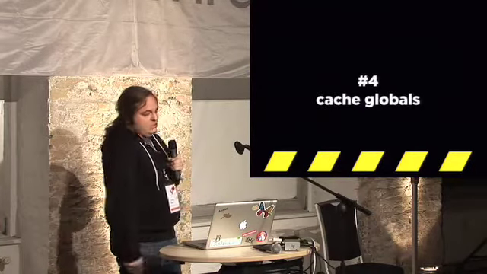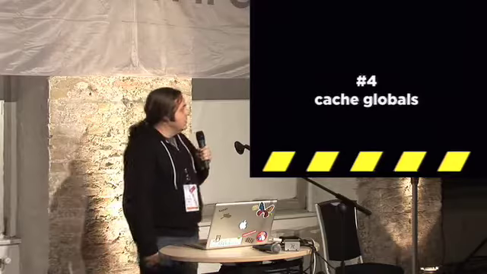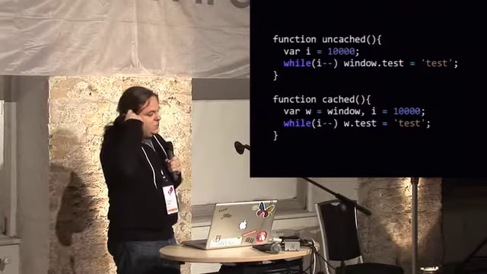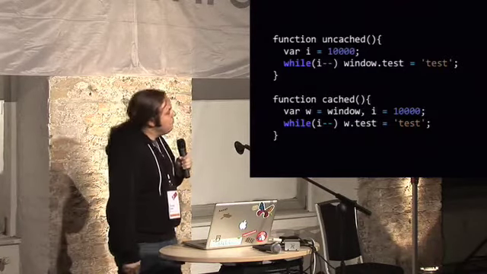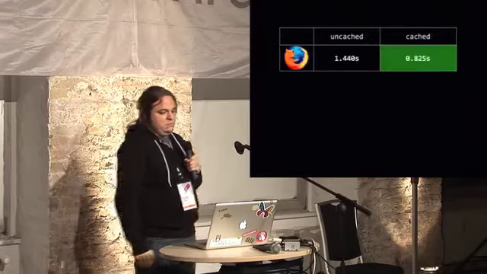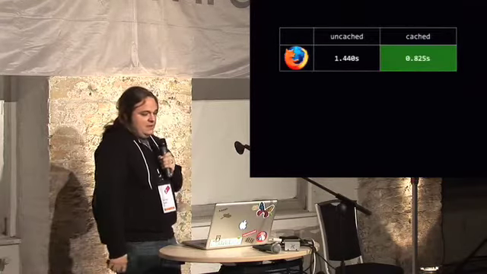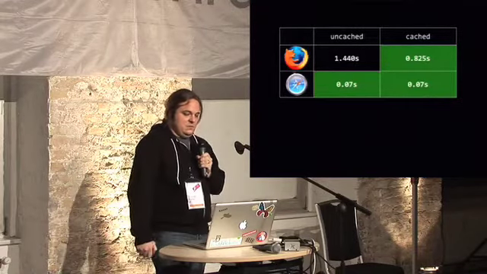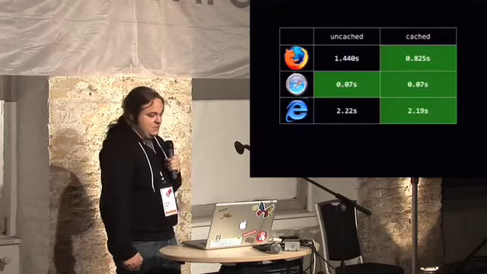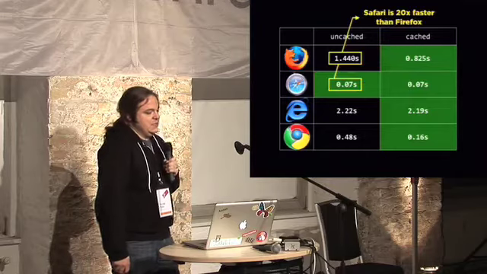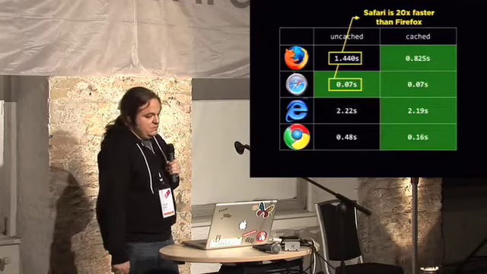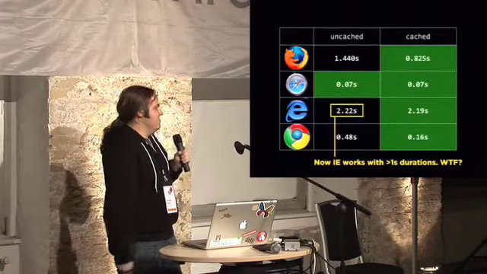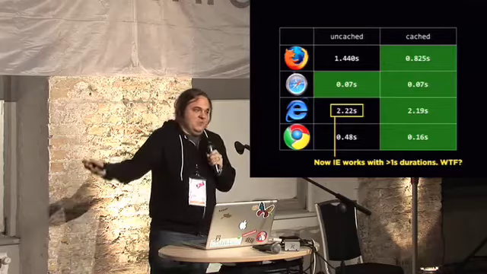Fourth thing, cache globals. That's kind of interesting. If you have this code, if you compare it, the only thing we do is we cache window in a local variable. This gives very interesting results. Firefox is really slow with this stuff. If you compare the speed, it's quite interesting. So in this case, Safari is 20 times faster than Firefox. It's also faster than Chrome is. In this case, IE works with stuff that's kind of, I don't know what's going on in IE.